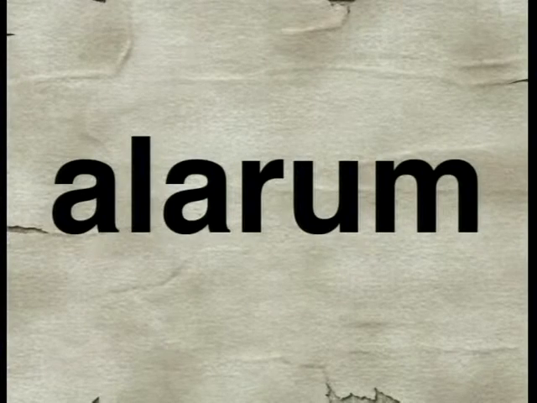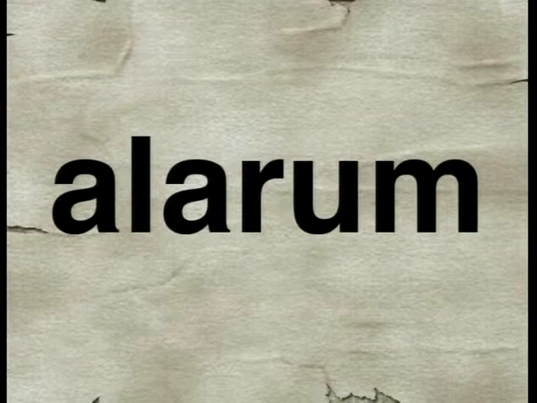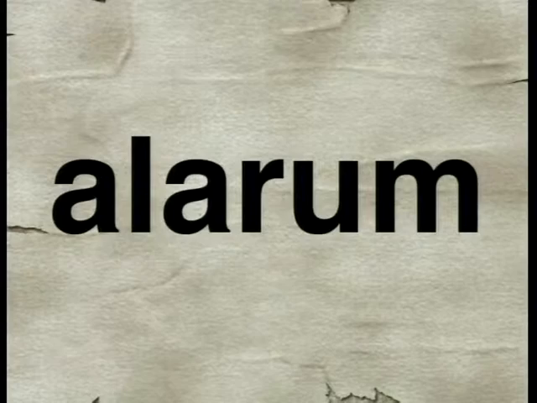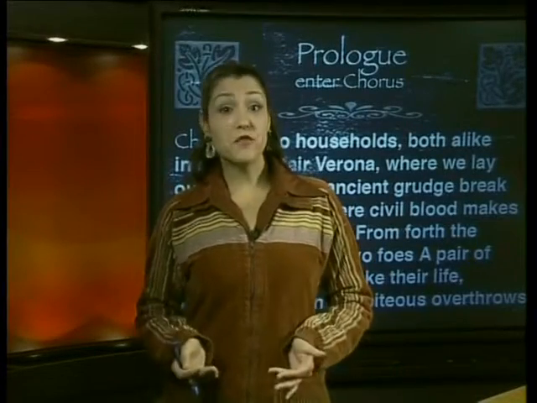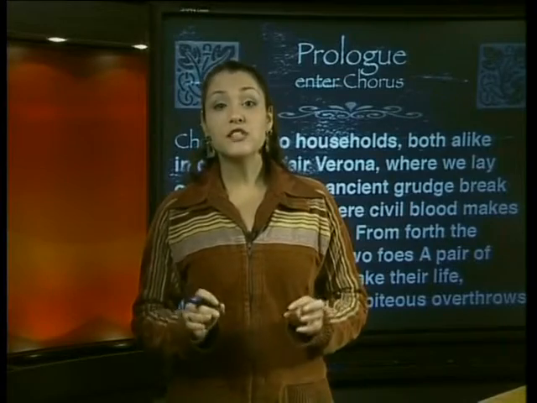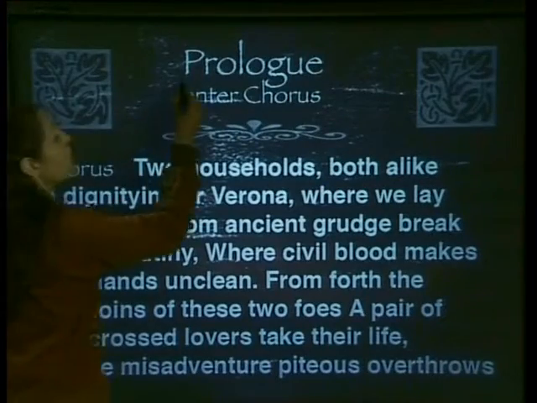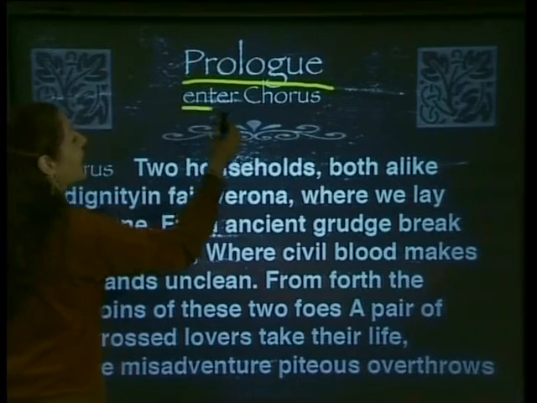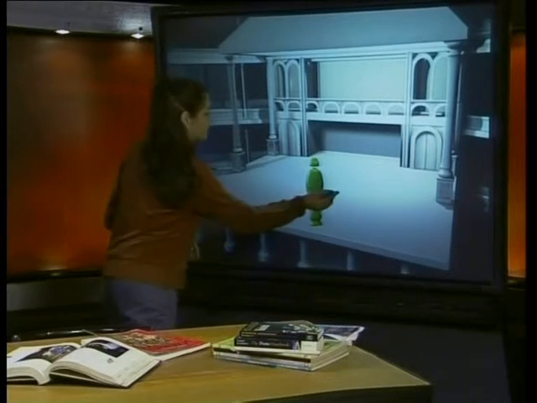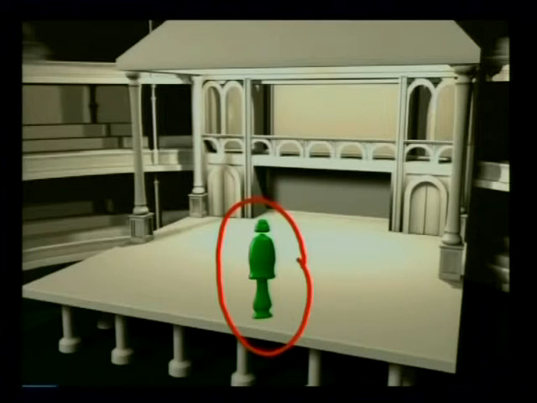Shakespeare wrote a lot of plays that deal with war and fighting. So when you see the word alarum, remember that it indicates the coming of a battle. It is like a call to arms. Sometimes at the beginning of a play, like in Romeo and Juliet, you will see the words prologue and enter chorus. Now in a Shakespearean play, the chorus was a single person who recited a prologue before Act 1 and sometimes a passage between acts.